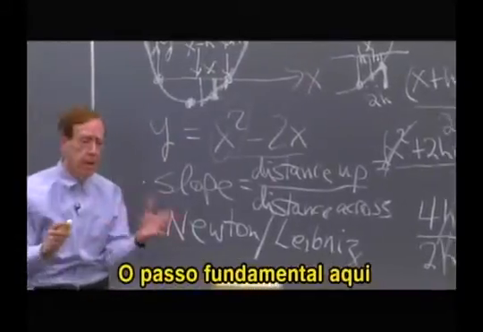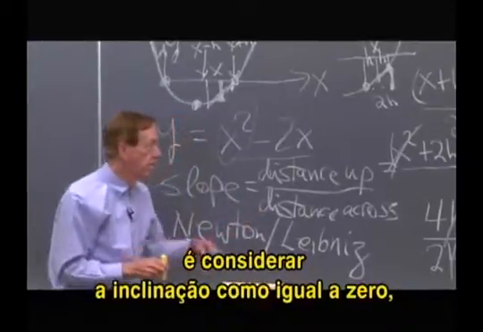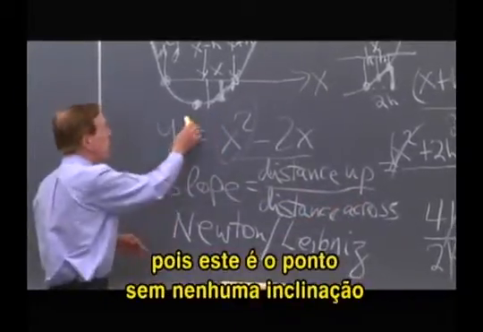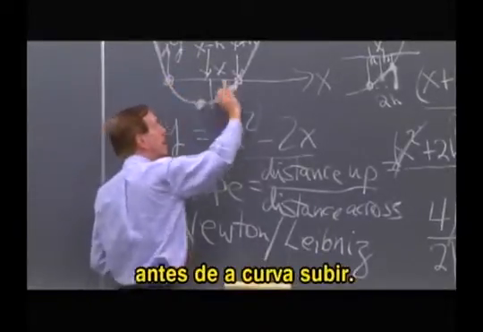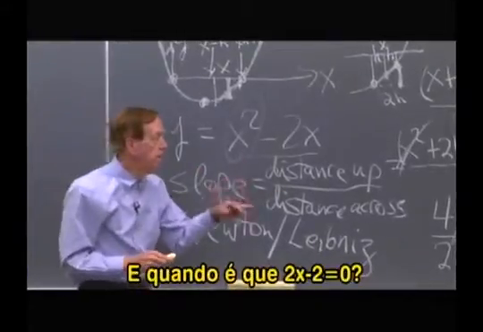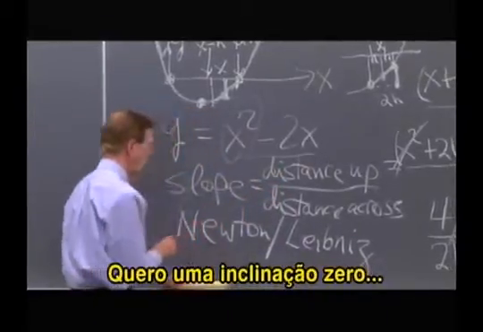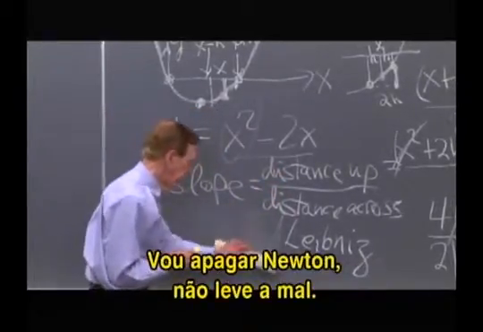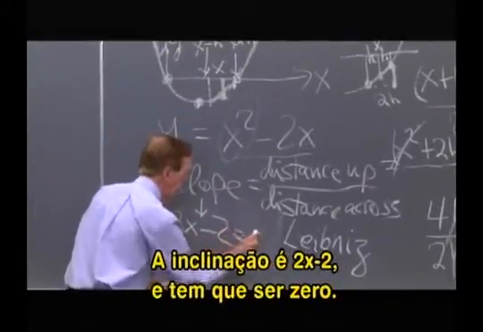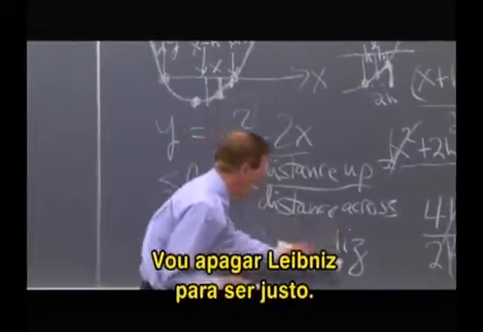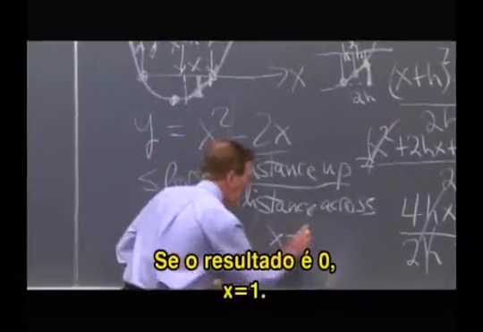So the key step in using calculus, in using the slope, is to set it to 0, because this is the point where the slope was negative here, 0 for 1 instant there, and then positive again. And when does 2x minus 2 give 0? So I'm looking for the slope to be 0. I'll erase Newton, no offense. The slope is 2x minus 2, and I want that to be 0. I'll erase Leibniz to be fair. Where that 0 is at x equal 1.